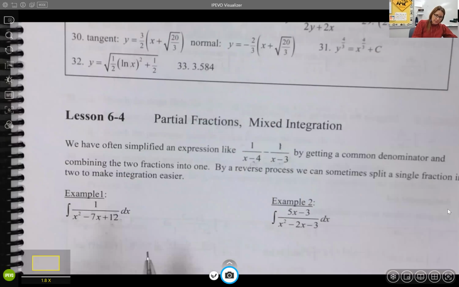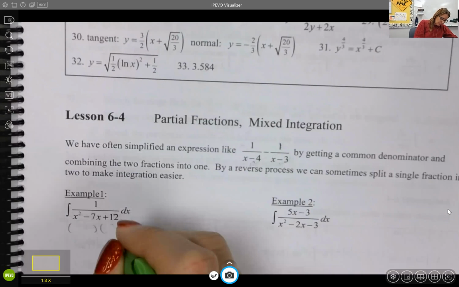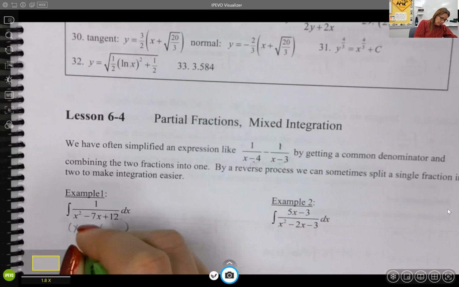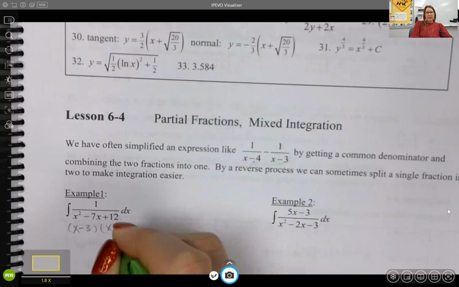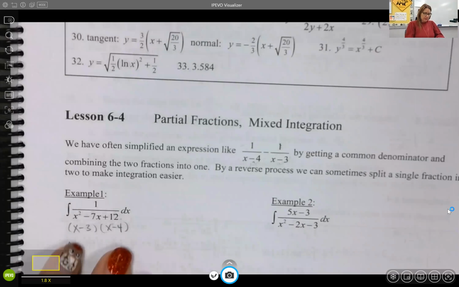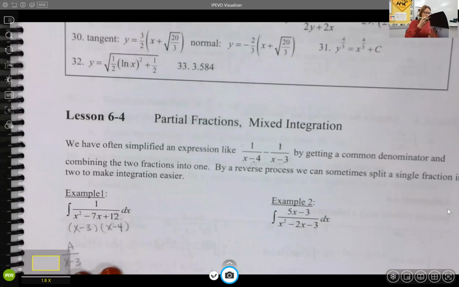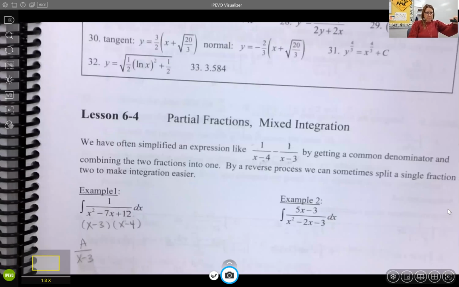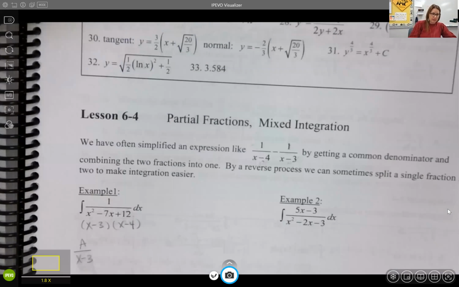So the first thing that I'm going to do is factor this. Okay, so that gives us an x minus 3 and an x minus 4. And I'm going to say something, we're going to call it a, on top of that x minus 3, to be able to add the terms together, is what I'm trying to say.